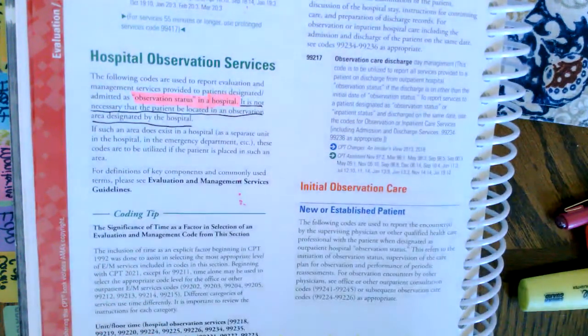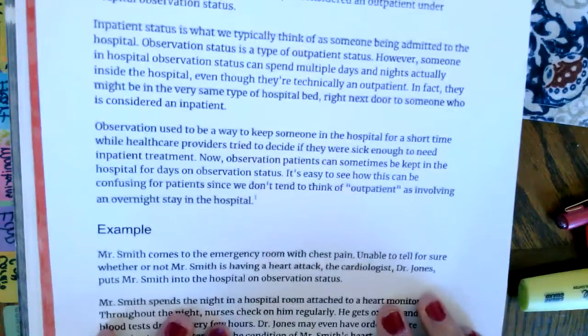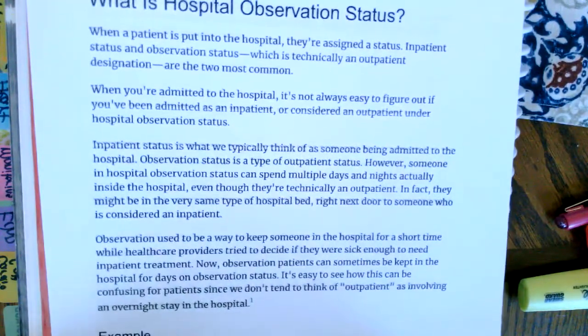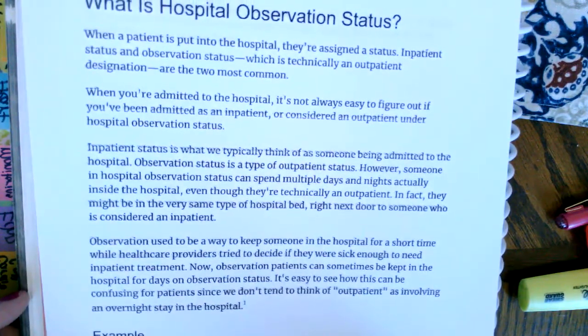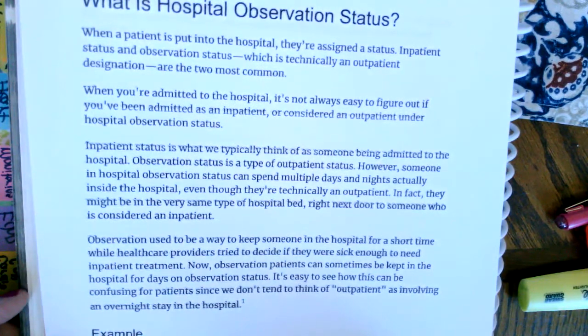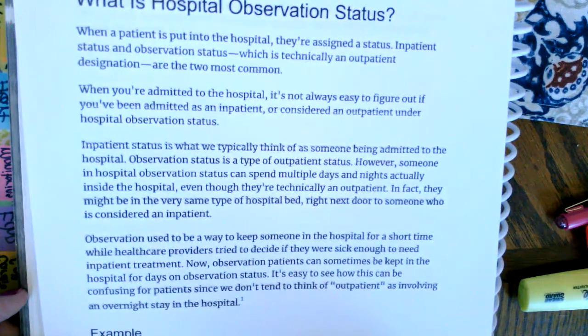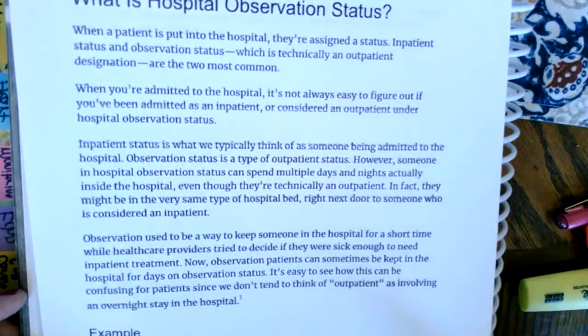Okay, so you may say, what is observation status? Well, I'm going to put some paper here. I have found some great information and I'm just going to read it to you guys. So what is a hospital observation status? When a patient is put into the hospital, they're assigned a status: inpatient status or observation status, which is technically an outpatient designation. These are the most common.